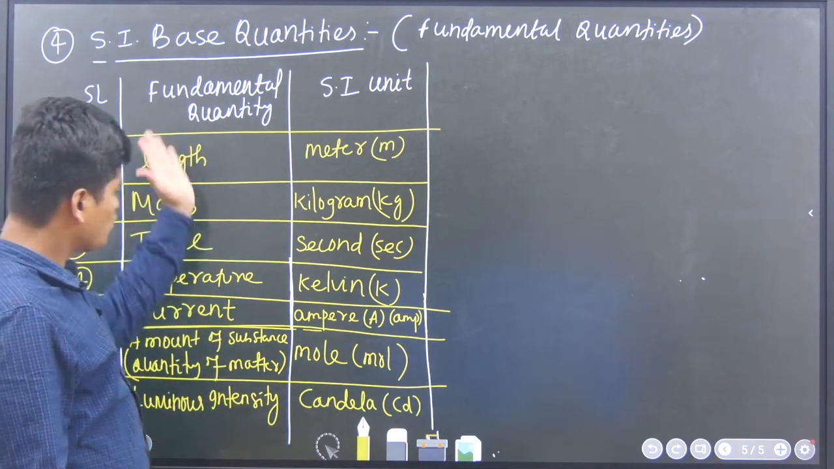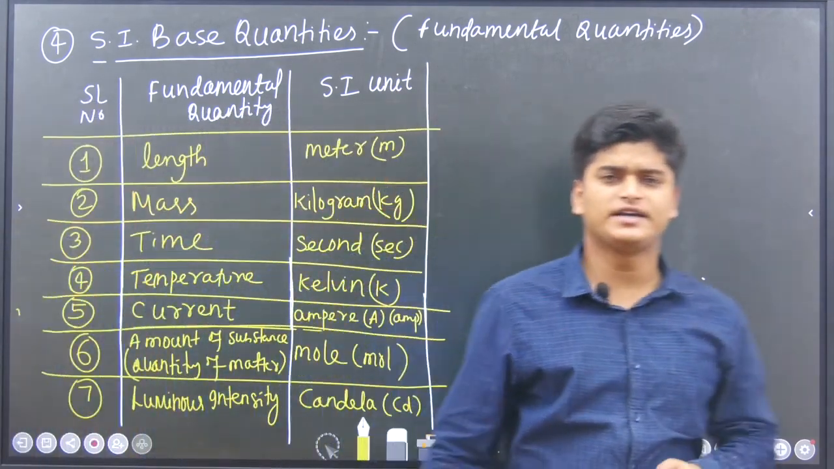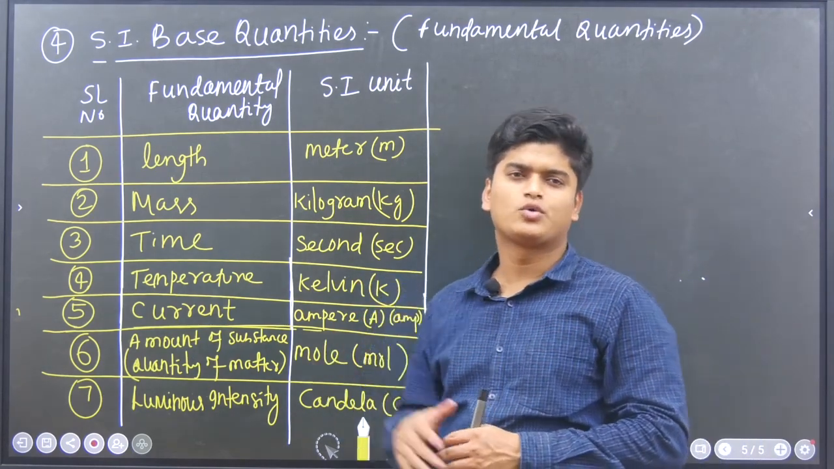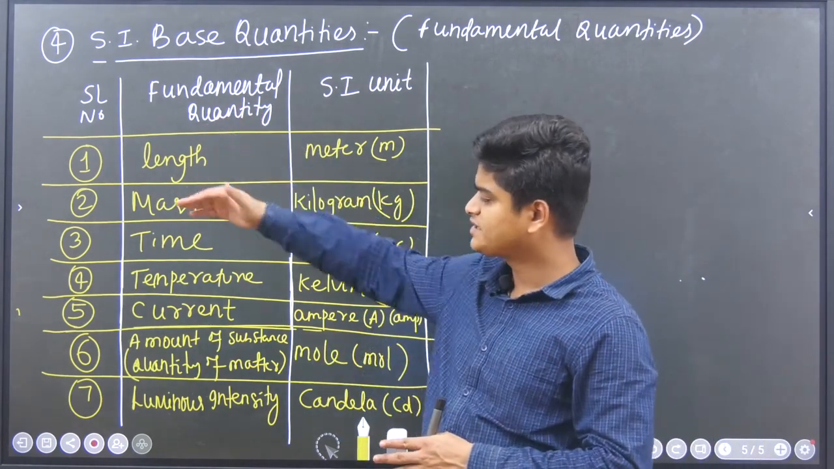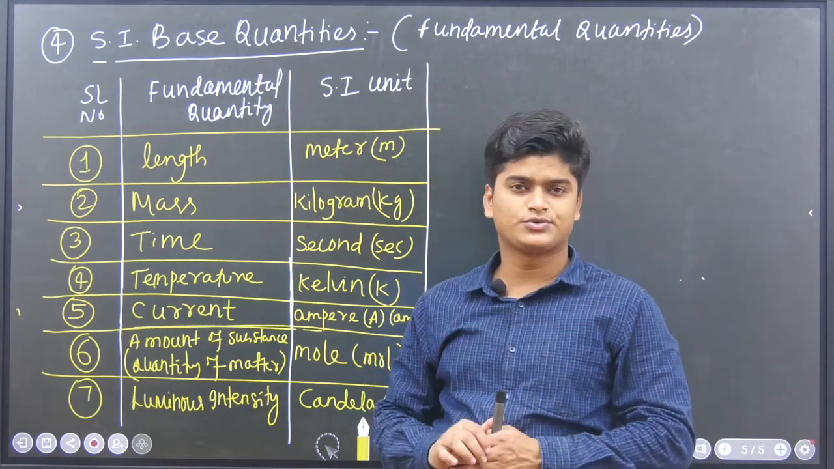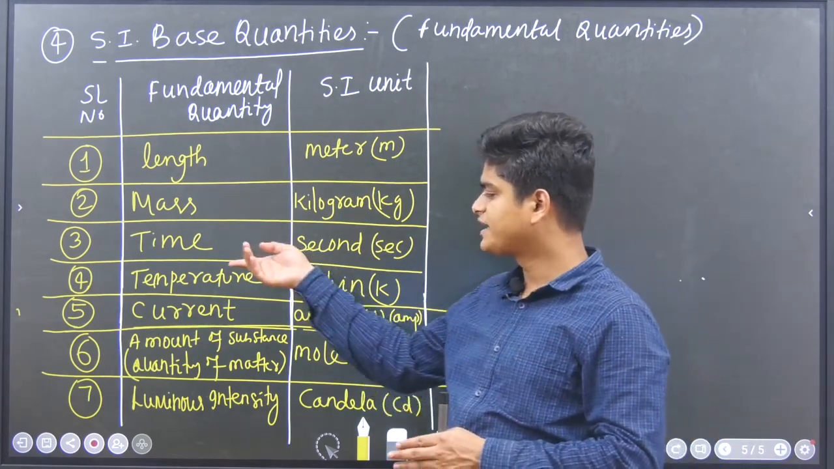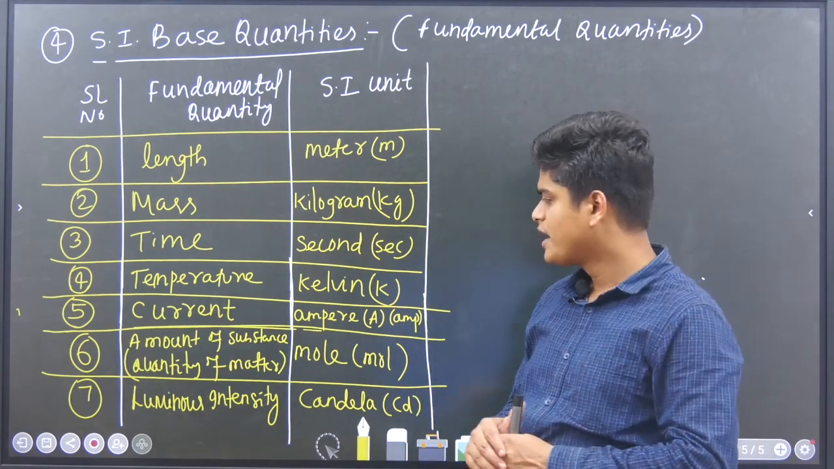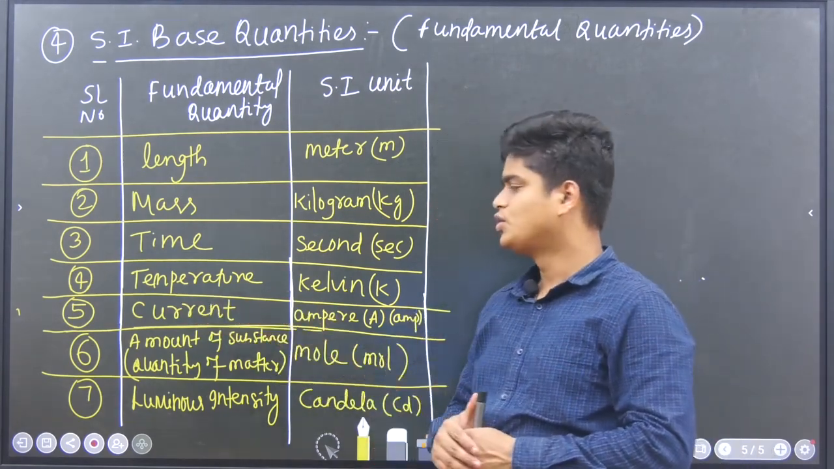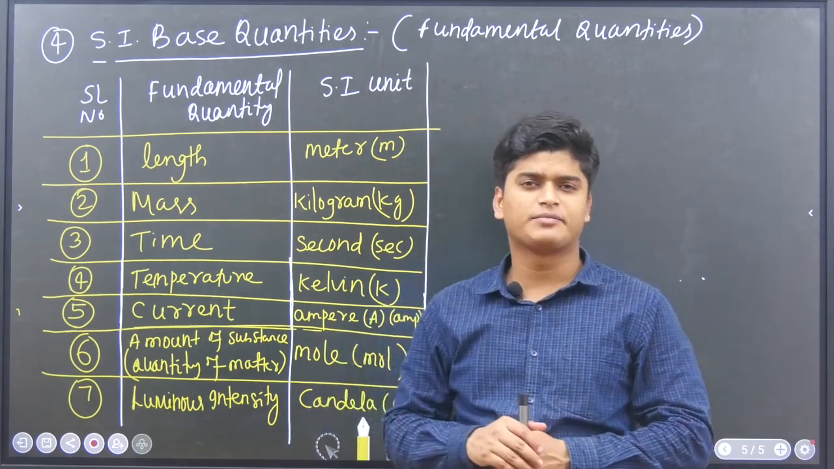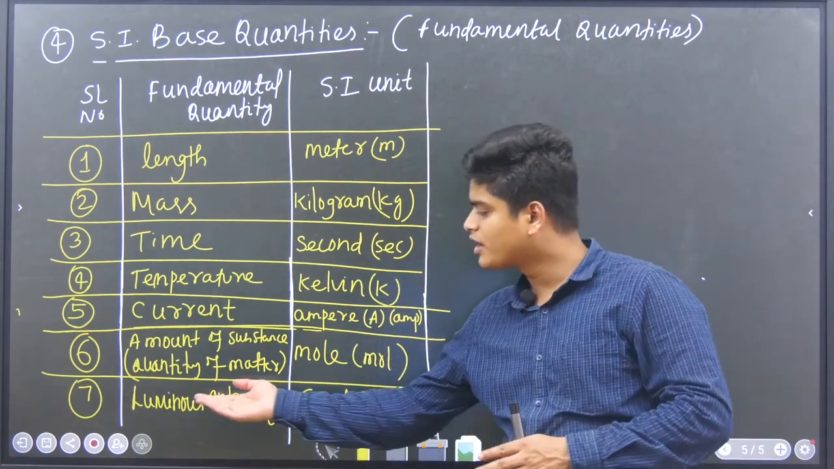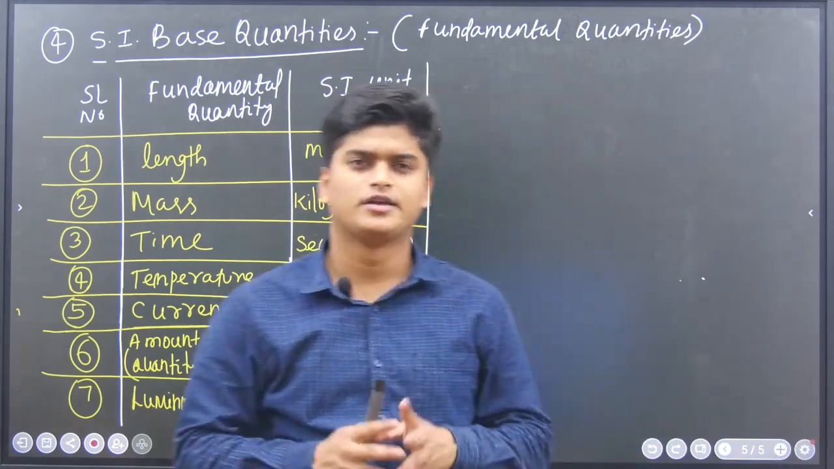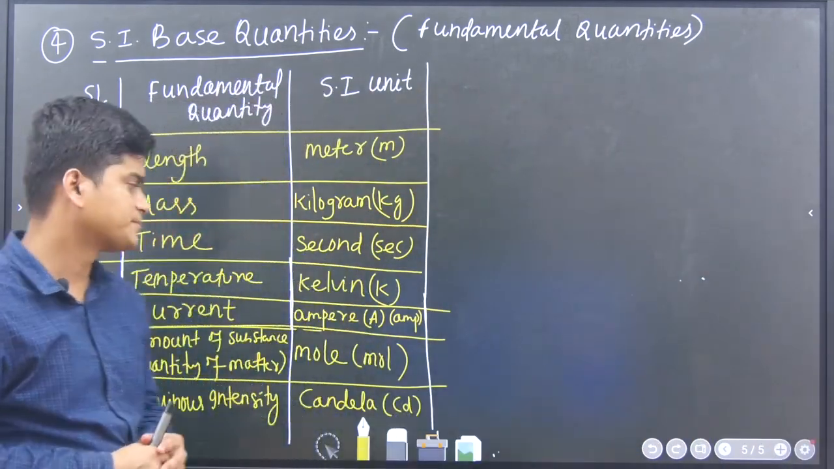With the help of these 7 fundamental quantities, we can describe all of physics and all other quantities. If we take length, mass, time, we can complete all of mechanics. If we take temperature and amount of substance, we can complete thermodynamics, and if we take current, we can understand electrostatics and magnetostatics. And if we talk about luminous intensity, we can understand something about light, which is optics.